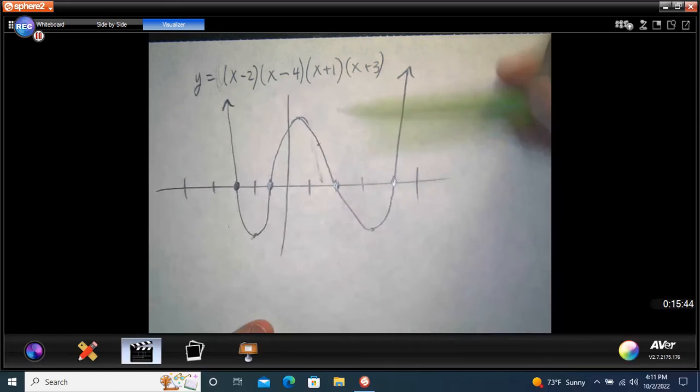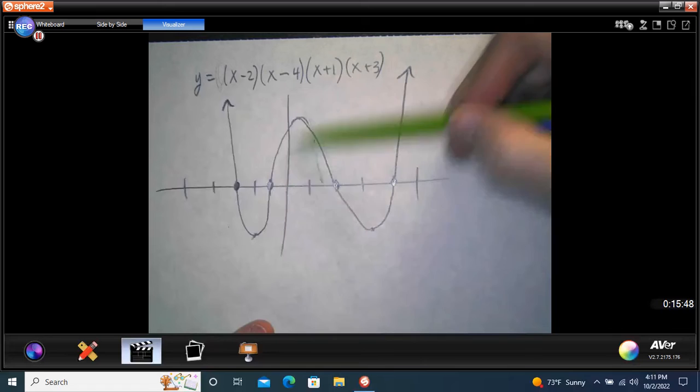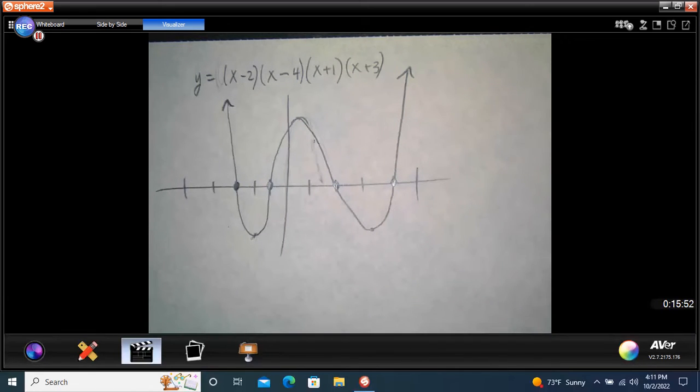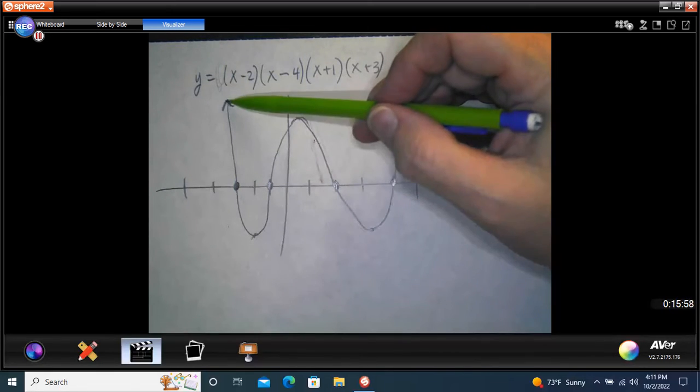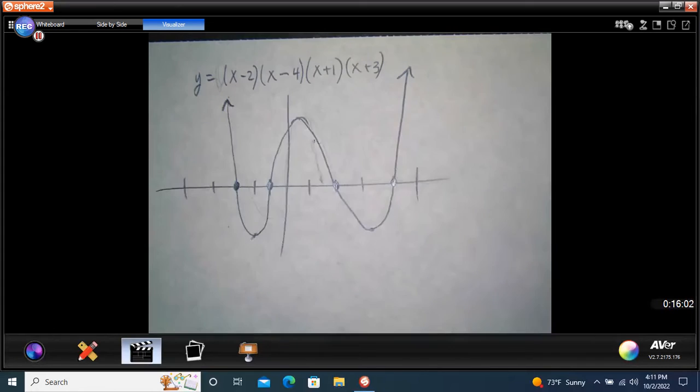So to me, this is opening up. Some people have problems with this bump in the road and calling it opening up. I don't know any other way to describe it. We're positive out front, so we start up here in positive land and go down first, and then back up, and then back down, and then back up, and so on.